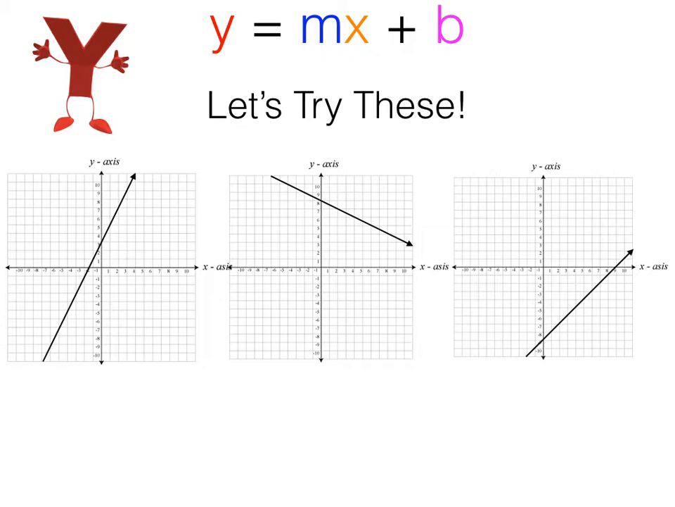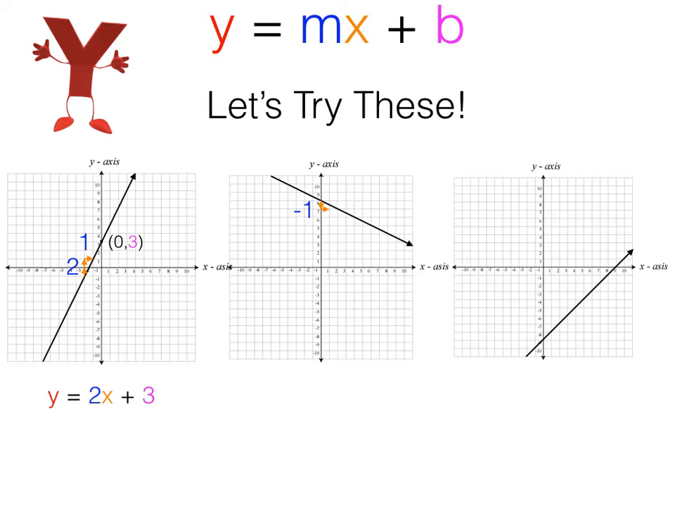Now, let's try these lines. Up 2 and over 1 is a slope of 2. The line crosses the y-axis at (0, 3). So, our equation must be y equals 2x plus 3.